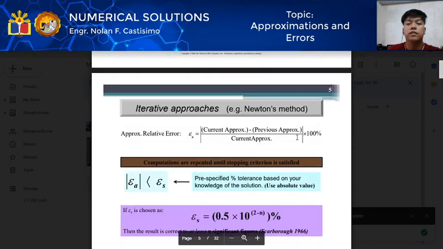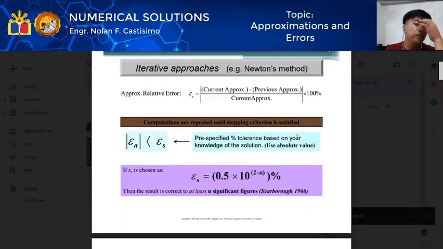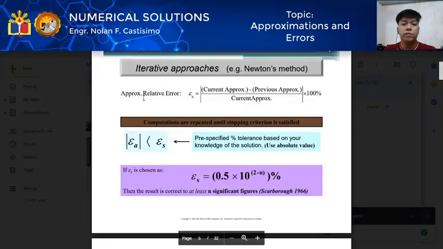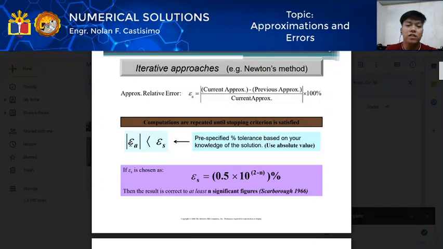Okay? Next, iterative approach. For example, Newton's method. The approximate relative error is equivalent to the absolute value of current approximation minus previous approximation, divided by current approximation. Later, we will apply this in the example that we will solve. So we have here E sub a, which is our approximate relative error, and this epsilon sub s is our error tolerance, which is this formula.